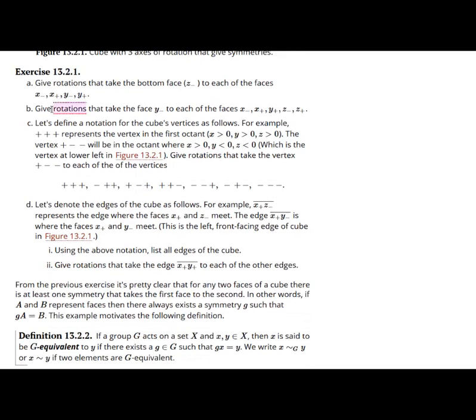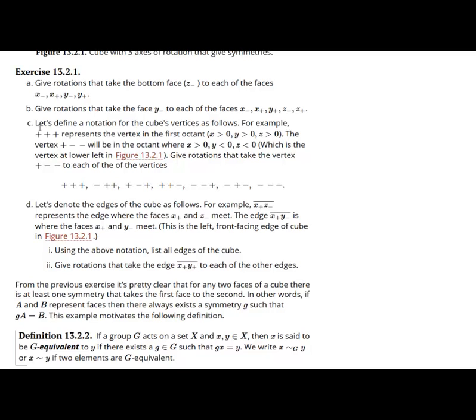All right, so here you're supposed to give different rotations. Now, when you give a rotation, you should give it in terms of Rx, Ry, Rz. We've got those 3 rotations specified, and you can specify any rotation that takes one face to another in terms of a composition of rotations.